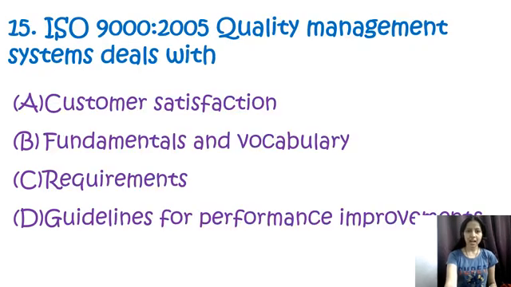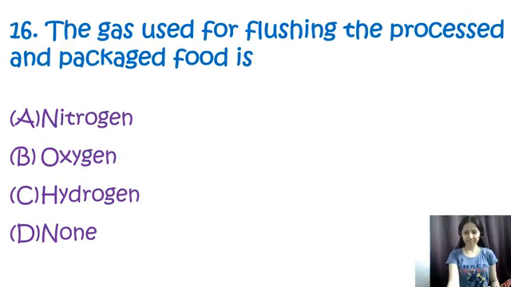Question number 15. ISO 9000-2005 quality management system deals with. So options are customer satisfaction, fundamentals and vocabulary, requirements and guidelines for performance improvement. Over here my correct option is B, that is fundamentals and vocabulary. ISO 9000-2005 provides guidance on the fundamentals of quality management systems and the terminology related to quality management concepts. So option B is my correct option.